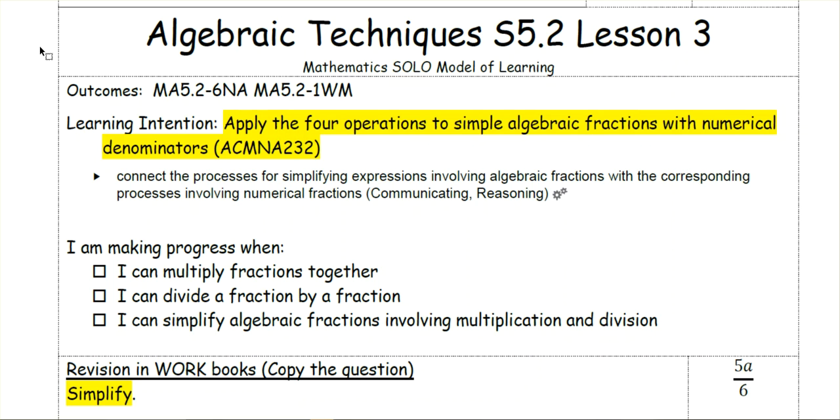Welcome to Lesson 3 for Algebraic Techniques for Stage 5.2. In this lesson we want to apply the four operations to simple algebraic fractions, focusing on multiplying and dividing.